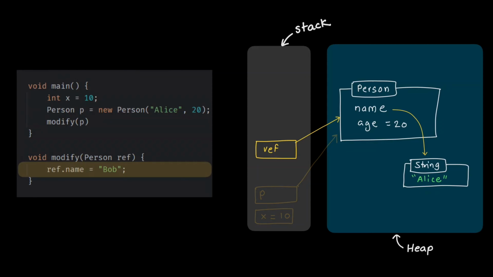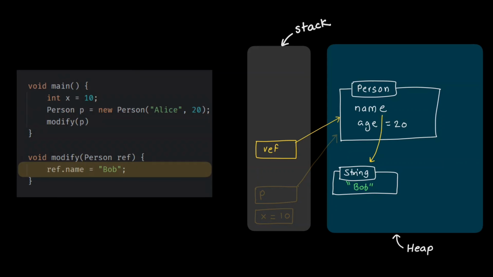If you see here, Bob is another object. So first this object needs to be created on the heap. Then ref.name would start pointing to this new Bob object. So for this Person object, person.name would be pointing to Bob.